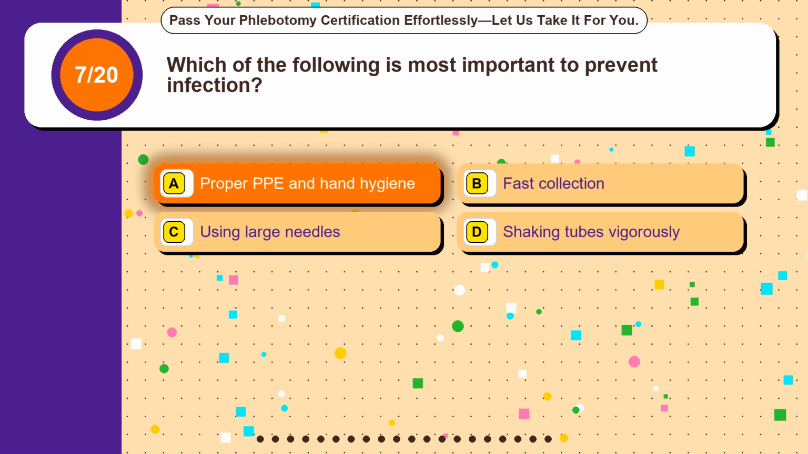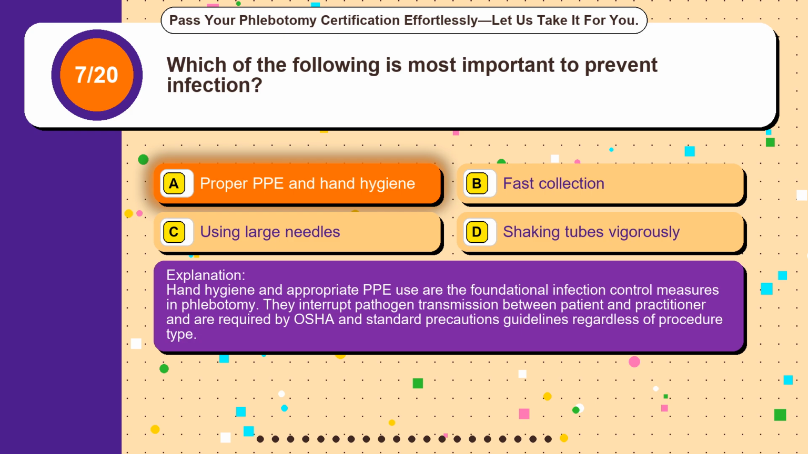Proper PPE and hand hygiene. Hand hygiene and appropriate PPE use are the foundational infection control measures in phlebotomy. They interrupt pathogen transmission between patient and practitioner and are required by OSHA and standard precautions guidelines regardless of procedure type.